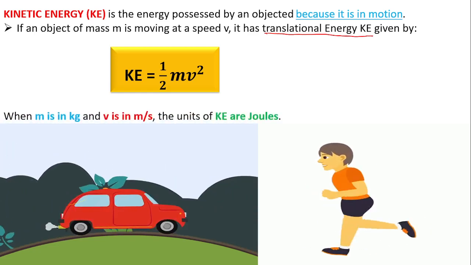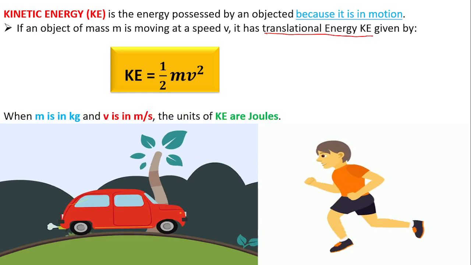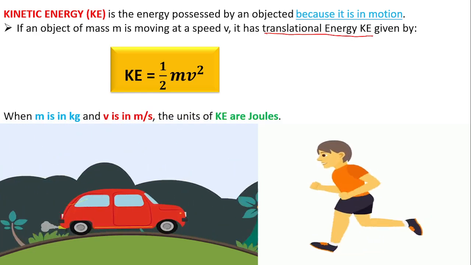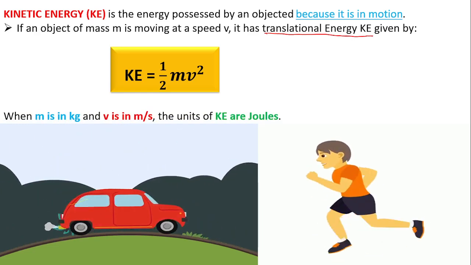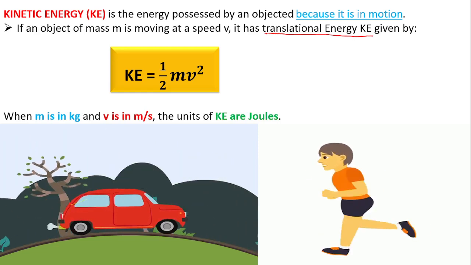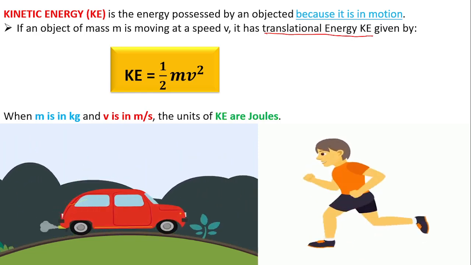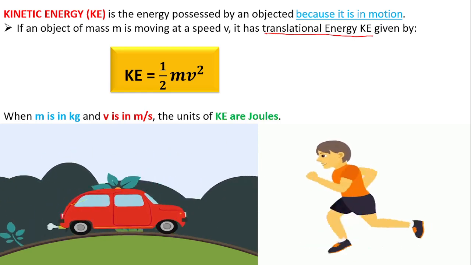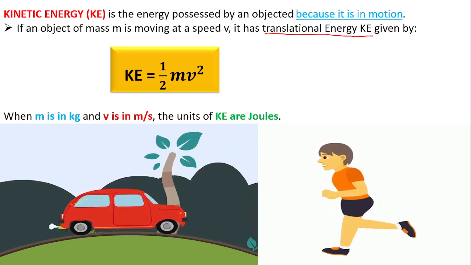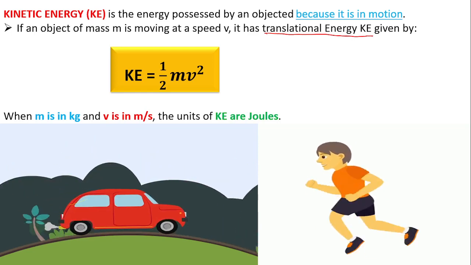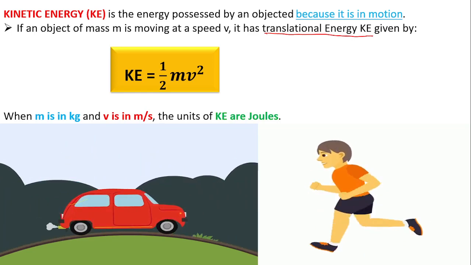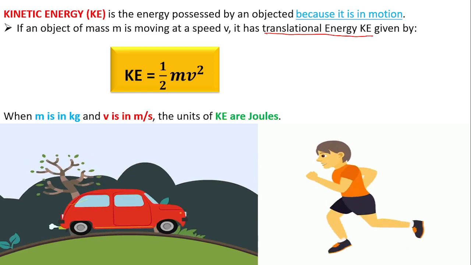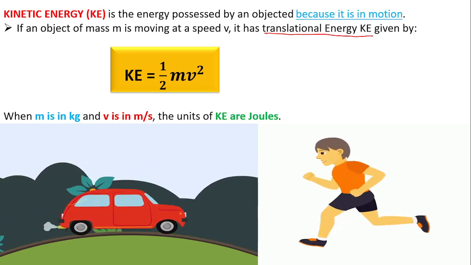So when m is in kilograms, the m is the mass. So make sure that as you make calculations, the m has to be in kilograms and the velocity has to be in meters per second. So the SI unit of kinetic energy is simply what? Joules. So please take note of that.